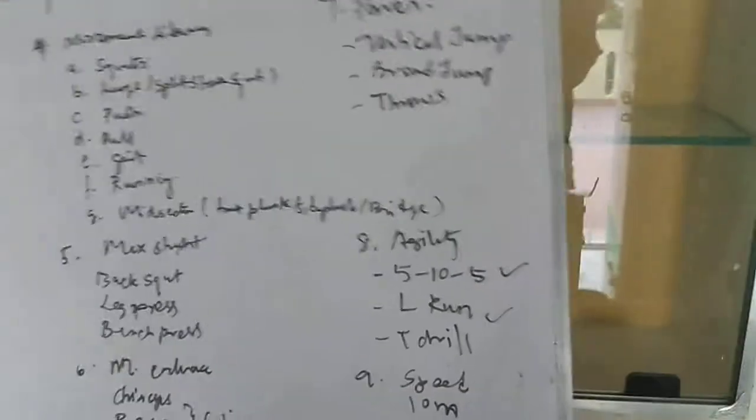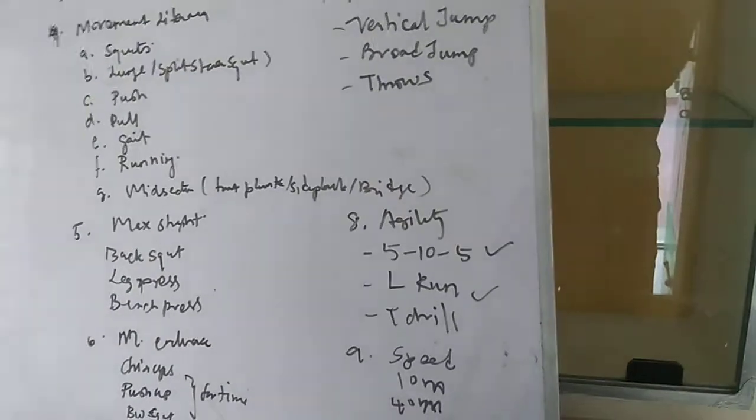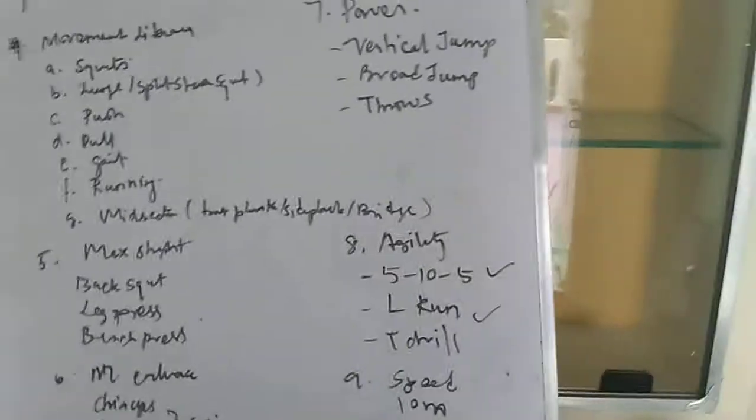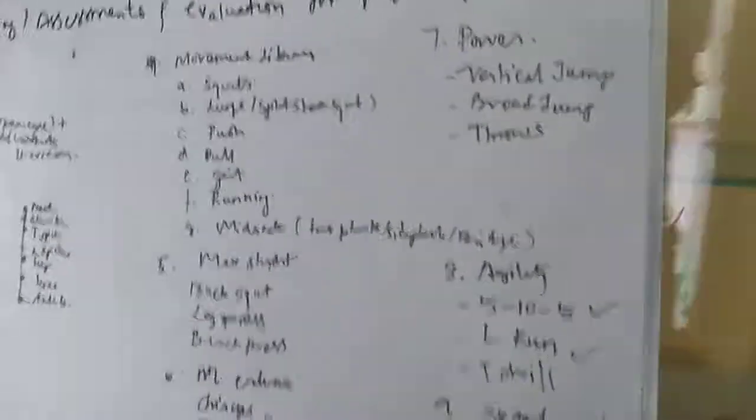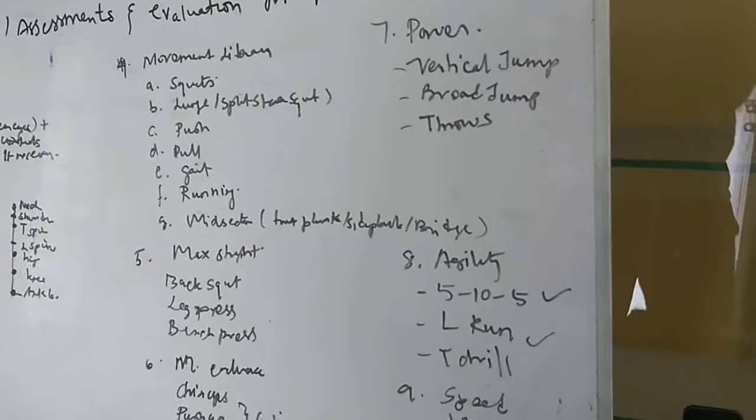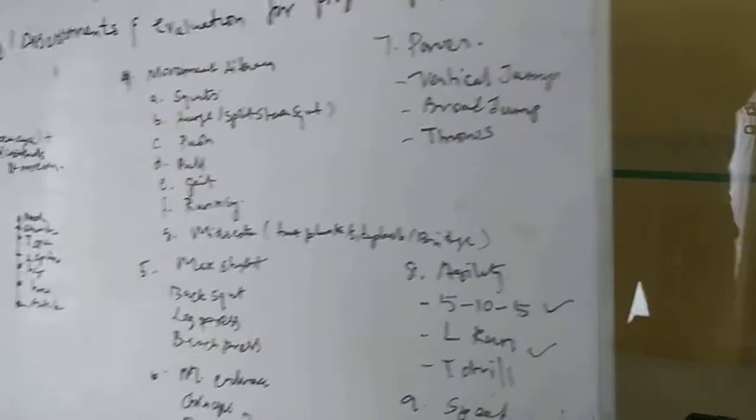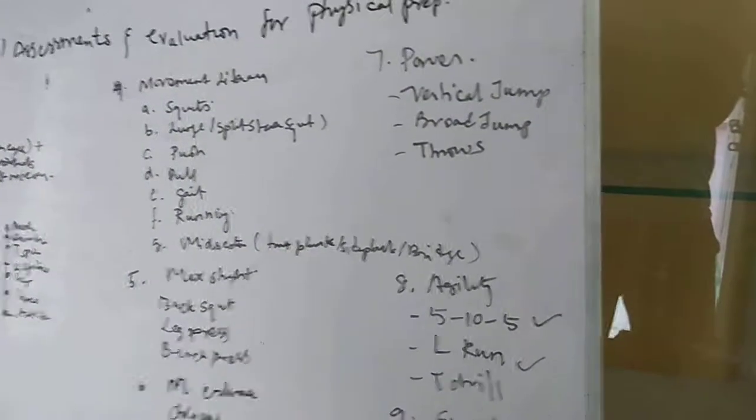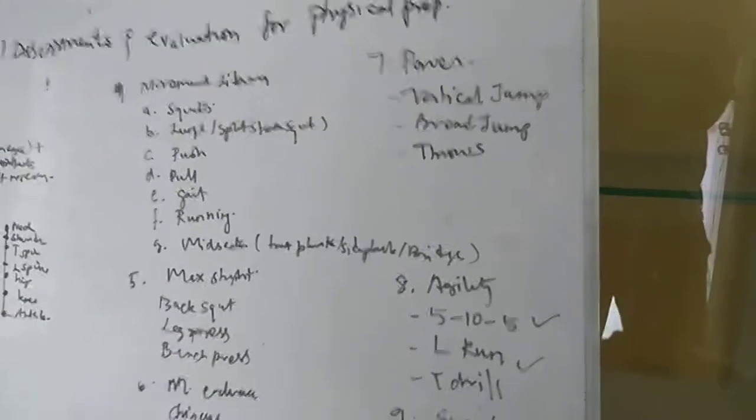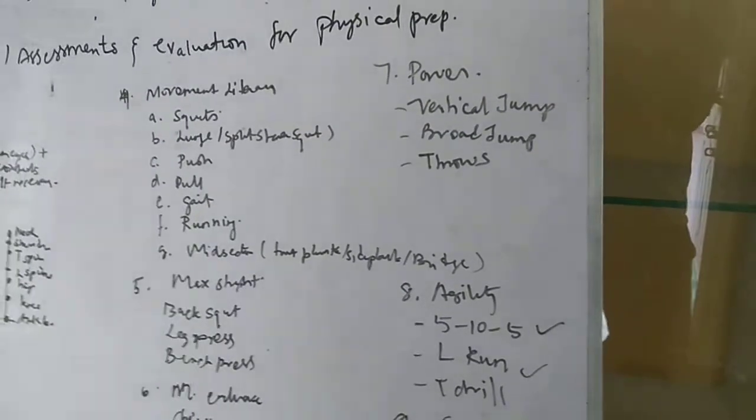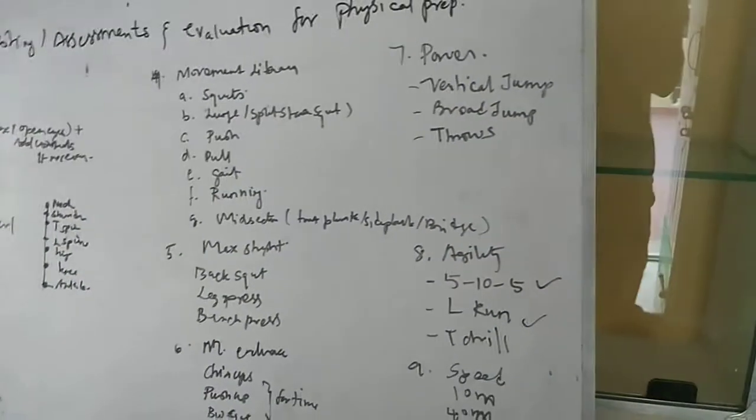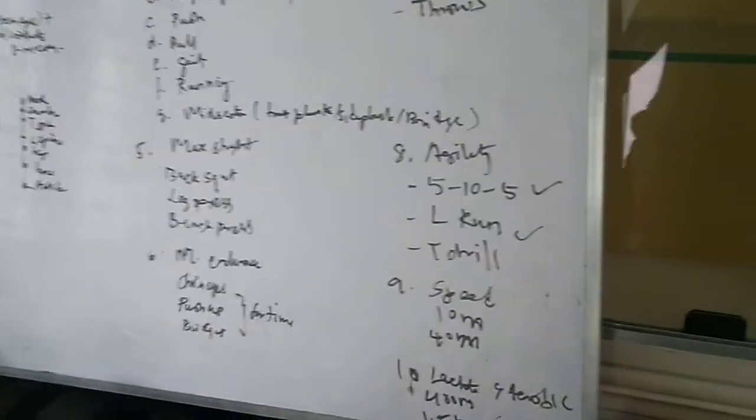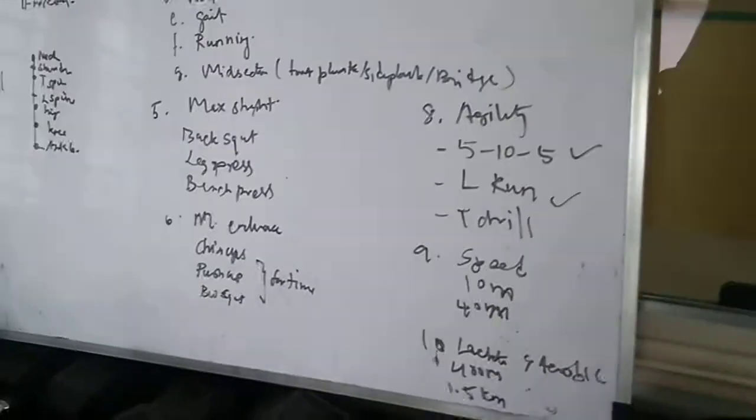Agility, you can do the pro agility test, that is the 5-10-5, or 3-cone drill, the L run, or the T drill. I don't much use the T drill because it's time consuming, and I prefer using pro agility and L run, which are easy and more reliable. Actually, agility is a misnomer. Unless there is a reactive component to it, we are just checking the change of direction of the athlete in a rapid movement.